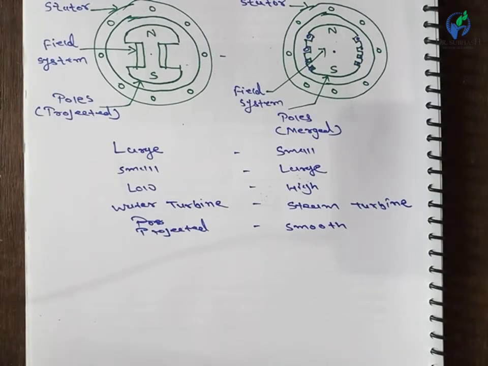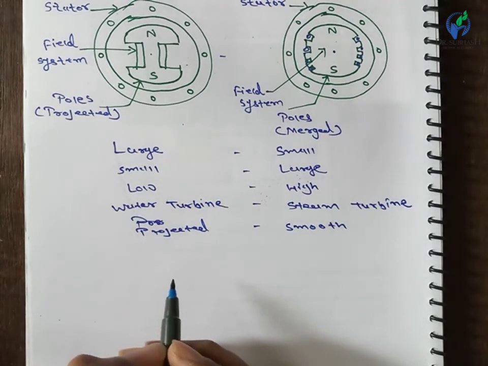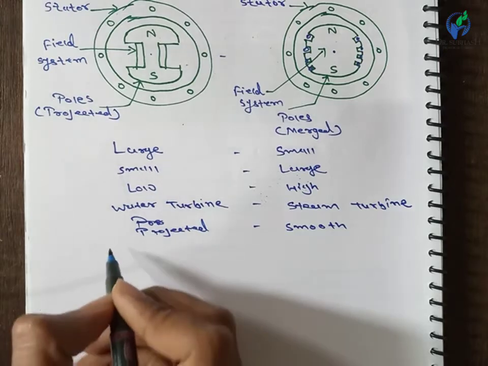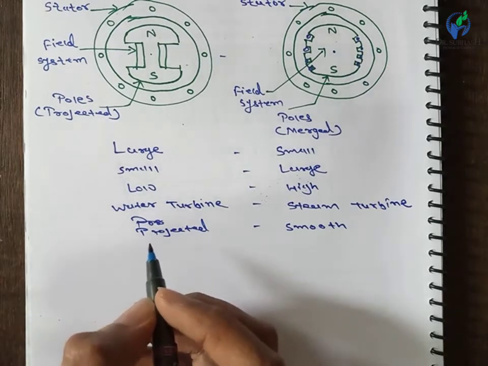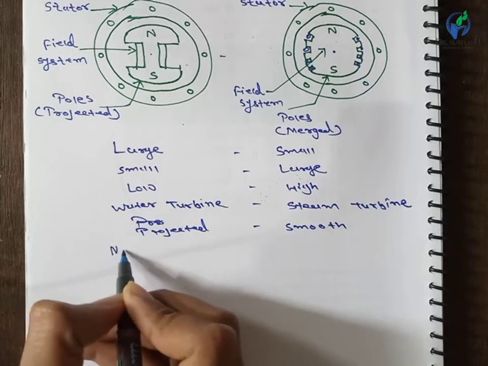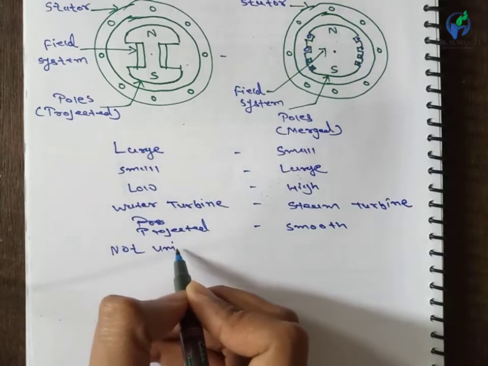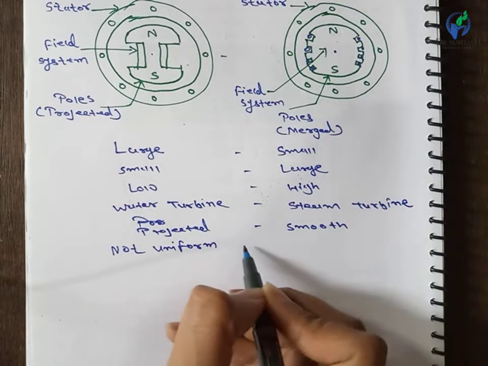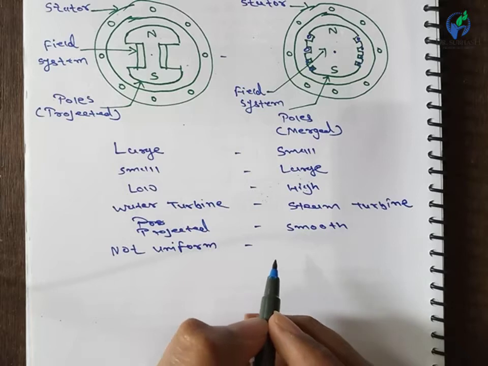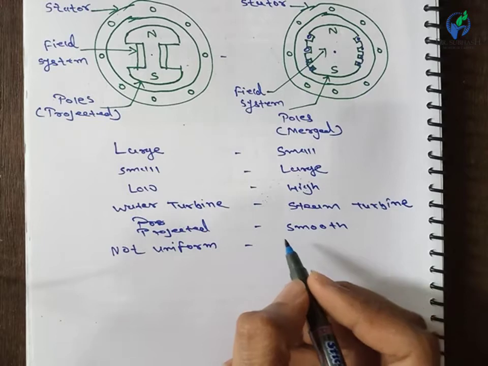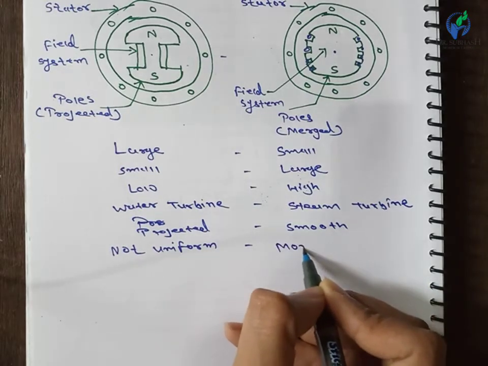When we take a point on the air gap flux distribution in a salient pole type construction, there is no uniform air gap flux distribution. So we can write here, non-uniform air gap flux distribution. In a non-salient pole type construction, it is more uniform than in a salient pole type construction. So we can write here, more uniform air gap flux distribution.